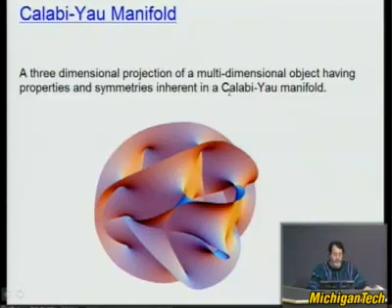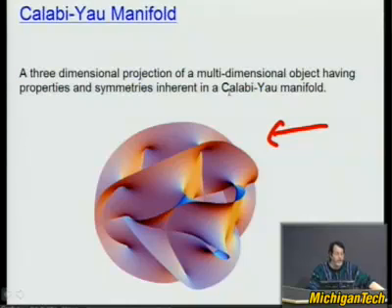There's a lot of geometry and topology in string theory, and one of the key things that is discussed is called a Calabi-Yau manifold. What's shown here is a three-dimensional projection of a multi-dimensional object having properties and symmetries inherent in a Calabi-Yau manifold. So that's taking dimensions and portraying them how they are perceived given assumptions in other dimensions.